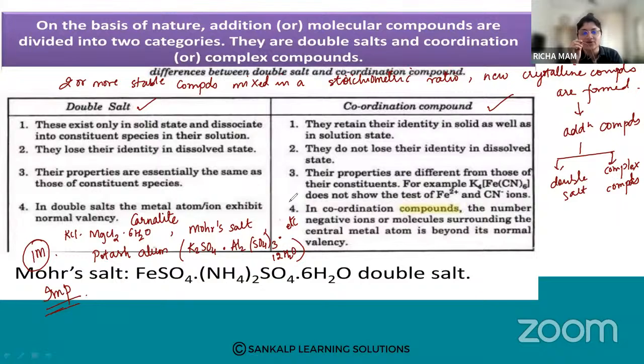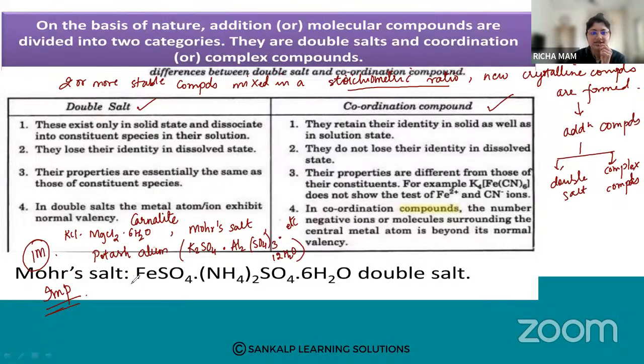Examples of double salt. So what is a double salt? When two or more stable compounds combine, they form in a stoichiometric ratio. Double salts are compounds consisting of two or more stable compounds. When you add them in water, they will dissociate into their simple ions. So these are called double salts.